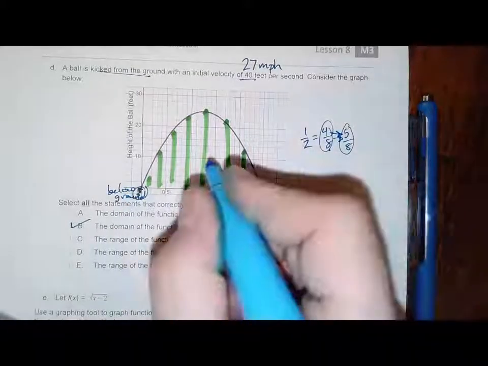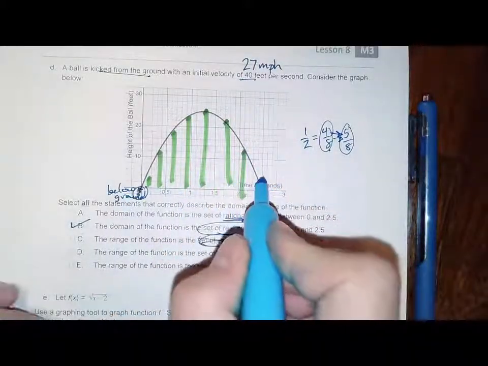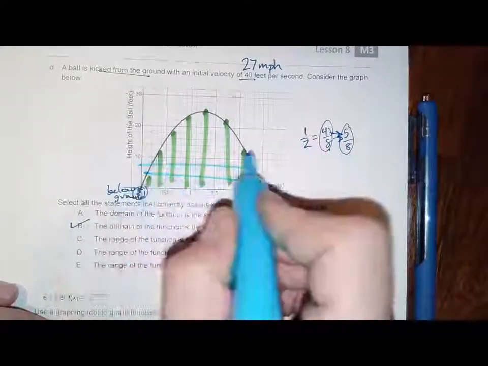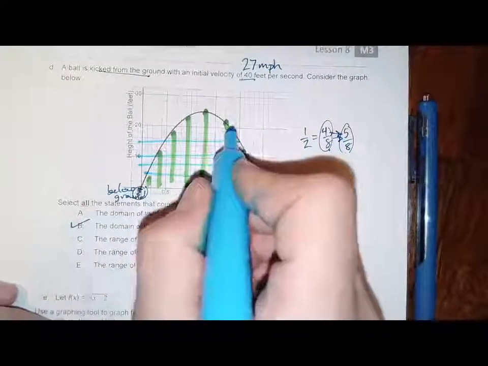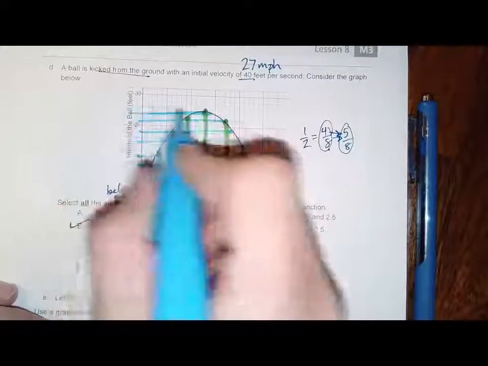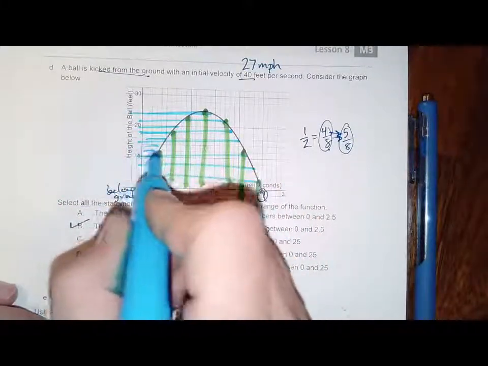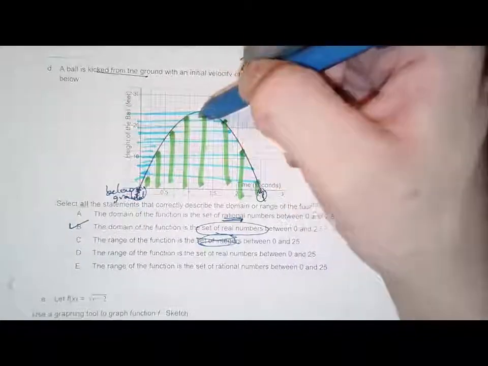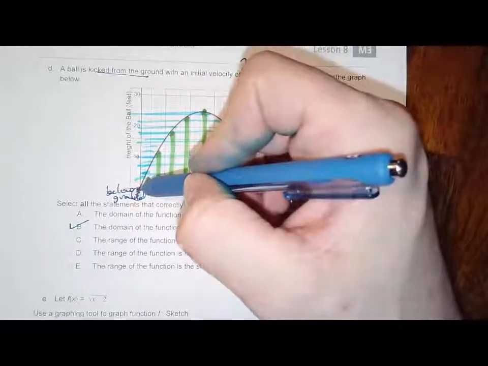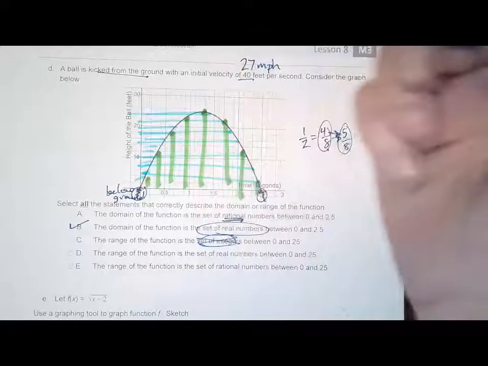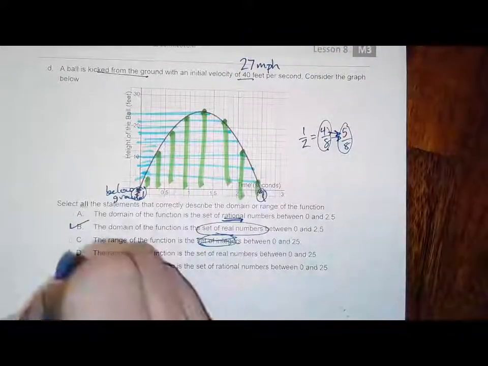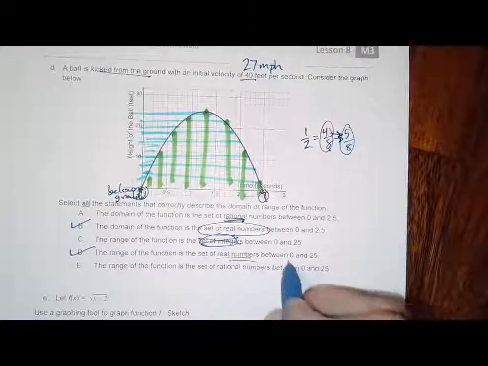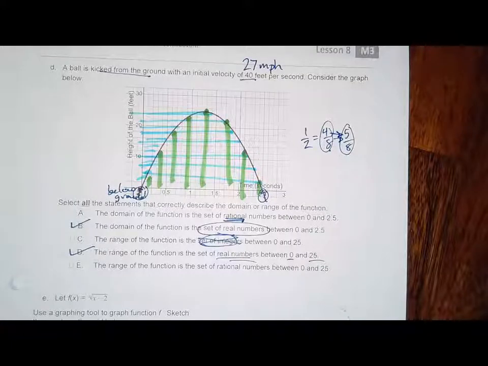Pick a spot on the x-axis. No, pick a spot on the function. Go to the y-axis. Horizontally as you can. Right? We hit it like a max. And these points all right here, they actually show us that the range goes from 0 to 25. Range is the set of real numbers between 0 and 25.